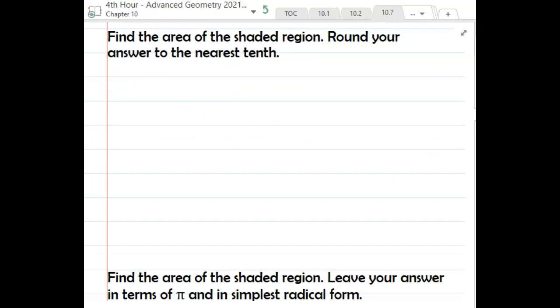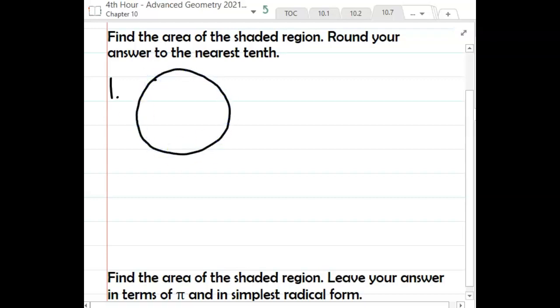Alright, so we're only going to do 4 of these because they tend to take a little bit of time. The big thing on your homework is to make sure you read the directions. These first ones say round your answer to the nearest tenth, so go ahead and plug it into your calculator. The next section says leave it in simplest radical form and in terms of pi, so you will plug that into your calculator. Okay, number 1.